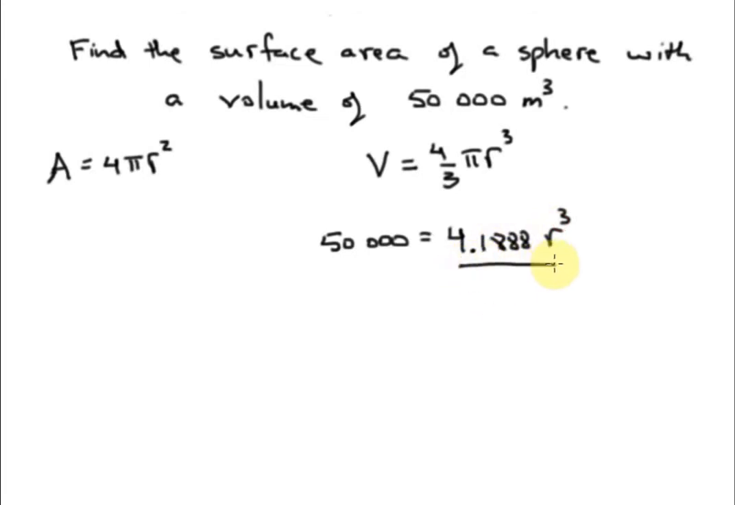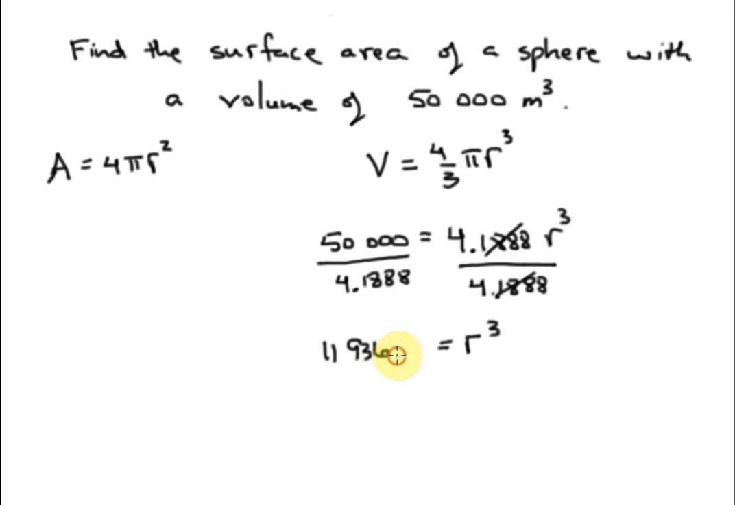To solve for r, I'm going to divide both sides by 4.1888. Okay, so do the same thing over here. What that'll do is get rid of the 4.1888 and leave me with r cubed, and over here the number that I got was 11,936.59. Now how do I solve this for r? I want r, not r cubed.